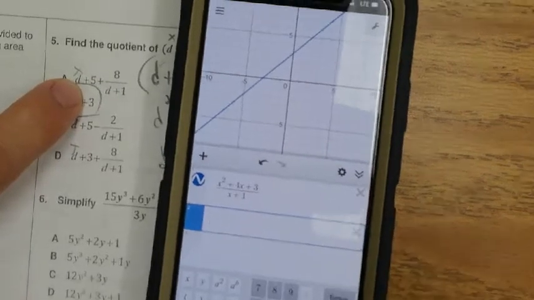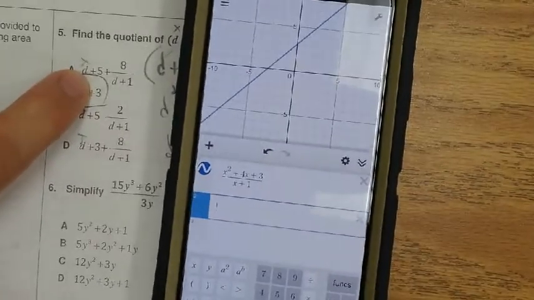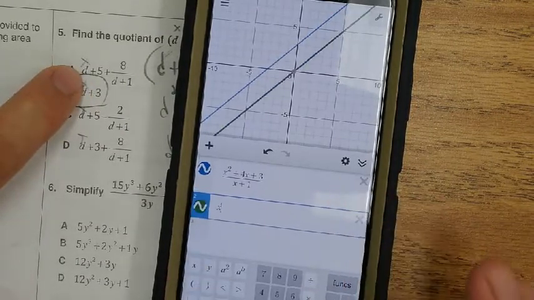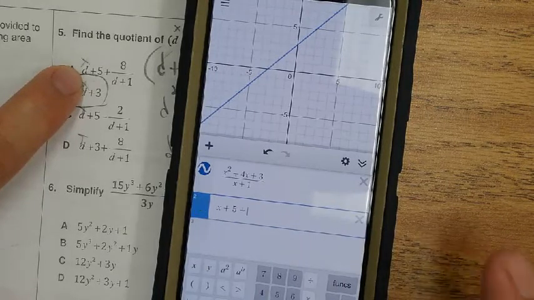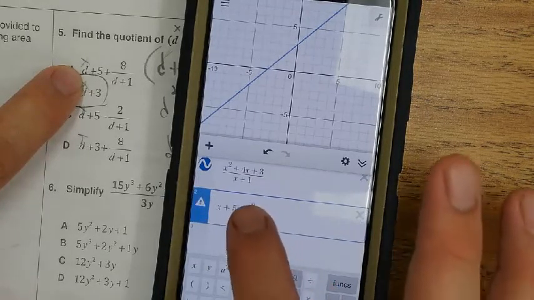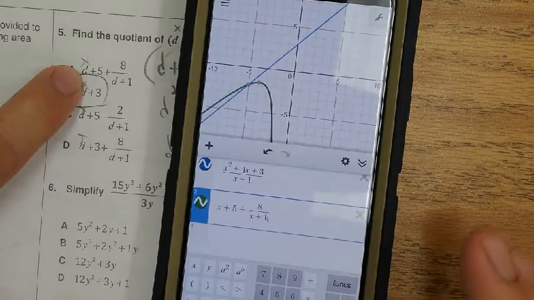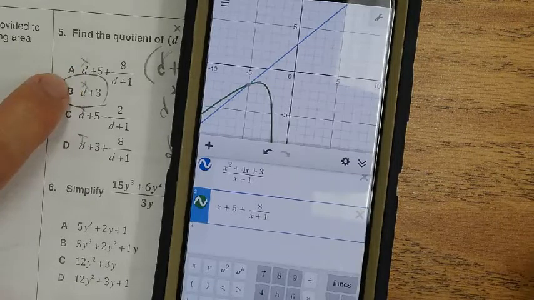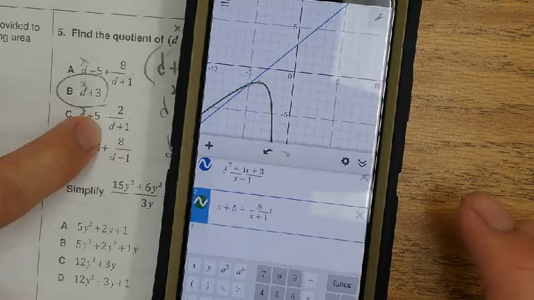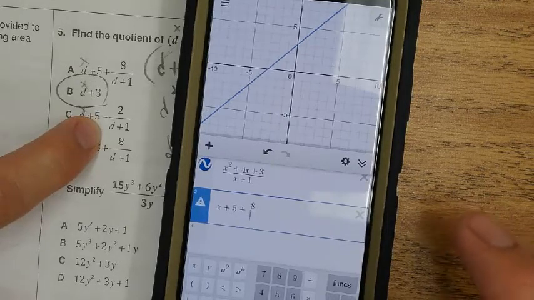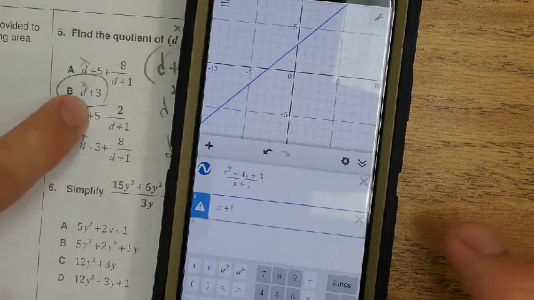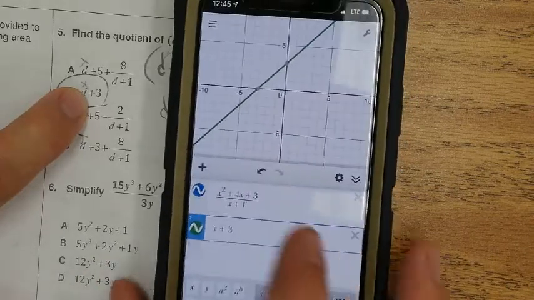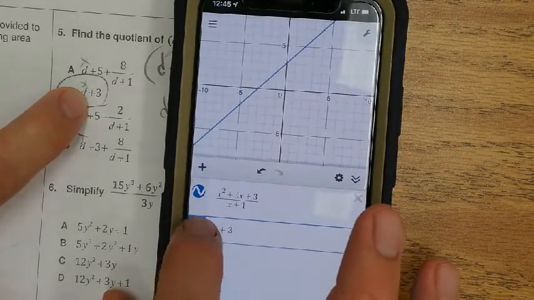Instead of d, what variable are we using? X. So instead of d, I'm going to say x plus 5 plus 8 divided by x plus 1. Does that give us the same exact line? No. So you know it's not A. Now we go back and try B. I'll delete all this. B is just d plus 3, so instead of d, I'm going to say x plus 3. And looky there, it makes the same line. You can turn off the color to see that it makes the same line.